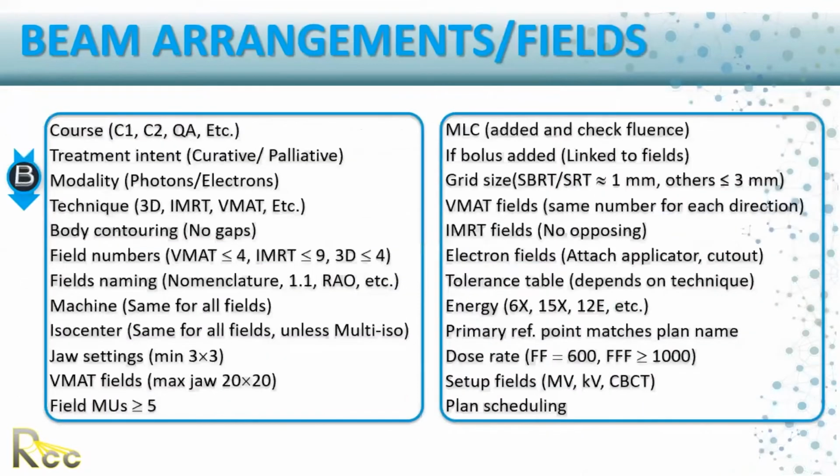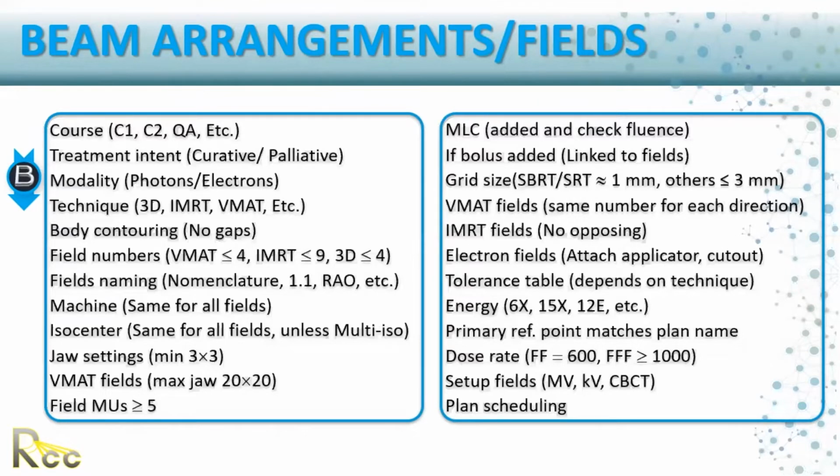For the beam arrangement, there's a lot of things actually. The course, treatment intent, modality, photons, electrons, technique, 3D, IMRT, VMAT, body contouring, there's no gaps, as we said. For the field numbers, VMAT, usually we don't go beyond 4. IMRT, we don't go beyond 9. And the 3D, usually we don't go beyond 4, unless it's really needed. Field naming, again, we go to the nomenclature.